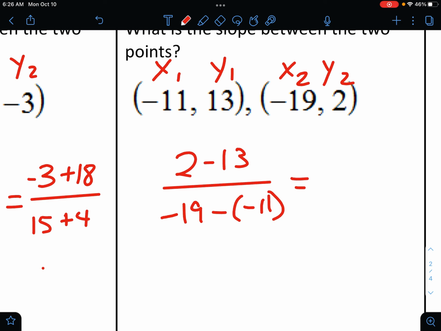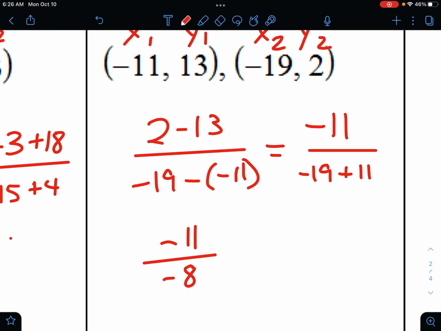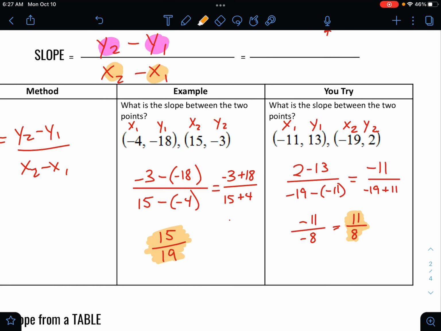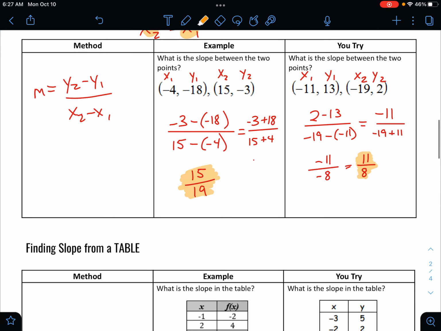When we combine those, 2 minus 13: 13 is a bigger number and it's negative, so that tells us our top is going to be negative. And then negative 19 plus 11 simplifies to negative 8. Again, these do not have anything in common, but we do know that two negatives, when dividing, make a positive. So this is really the same thing as saying 11 over 8. All right, and that's how you use the slope formula.